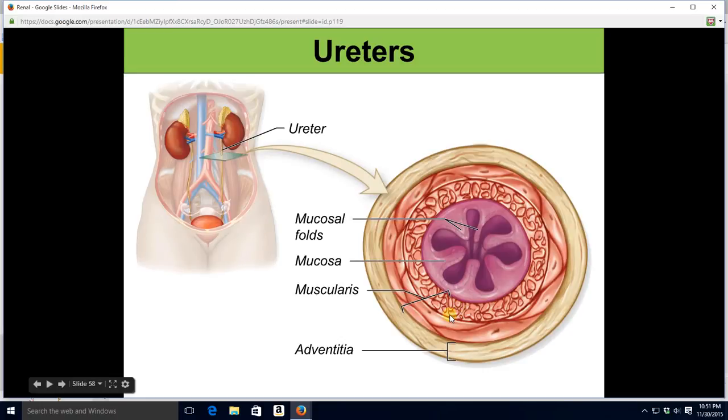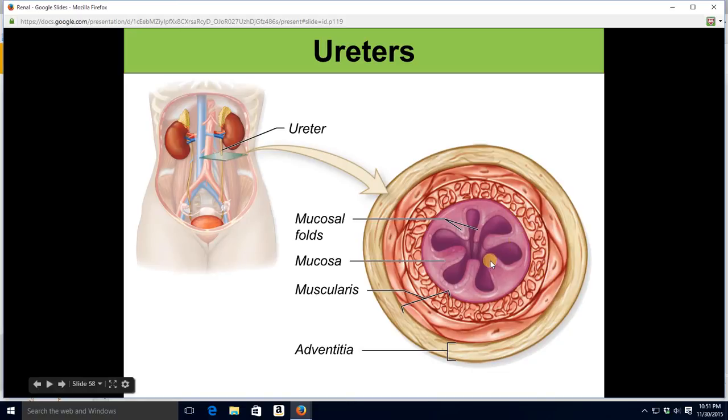All right, organs that move and carry urine. The ureters, nice retroperitoneal tubes running from the kidneys down to the urinary bladder. Ureters have an adventitia around them to anchor them in place. Then a smooth muscle, muscularis, which is going to do peristalsis to move that urine to the urinary bladder.